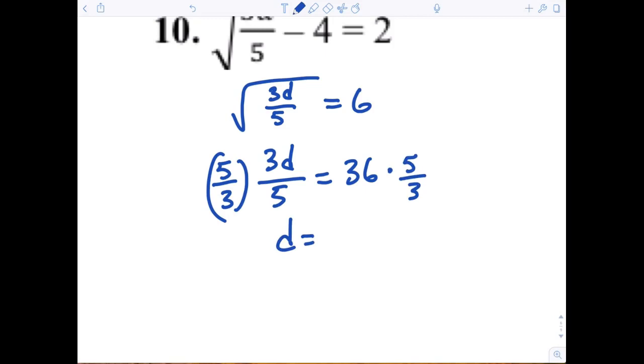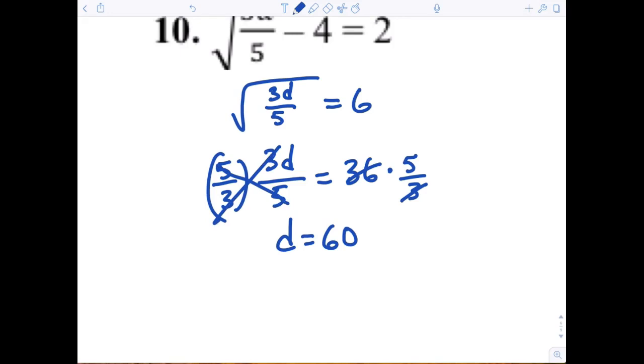So D is equal to, wait a minute, 36 divided by 3 is 12. 12 times 5 is 60. Everybody agree? It's easier to divide first. Everybody okay with this? 36 divided by 3 is what? 12 times 5. See what I'm saying? It makes a big difference when you're concentrating, because those cancel and those cancel.